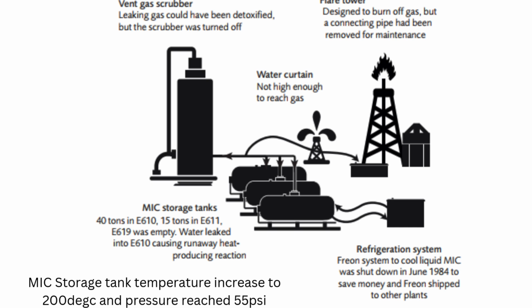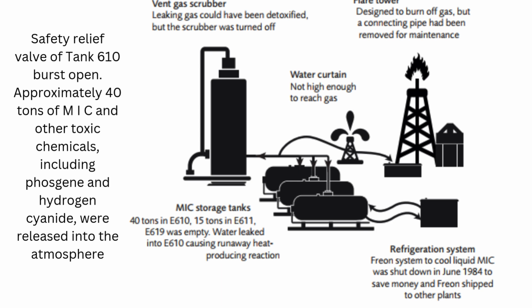MIC reacts violently with water, releasing heat and generating significant amounts of carbon dioxide. This caused the tank's temperature to soar above 200 degrees Celsius, and pressure skyrocketed to over 55 psi, beyond the tank's design limits. At 12:40 a.m., the safety relief valve of tank 610 burst open. Approximately 40 tons of MIC and other toxic chemicals, including phosgene and hydrogen cyanide, were released into the atmosphere.